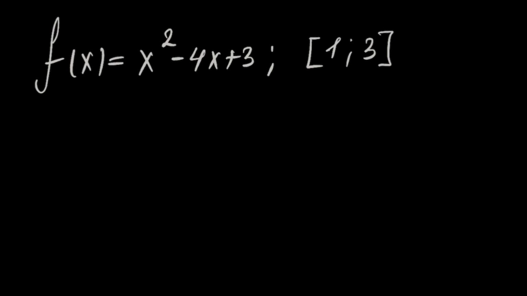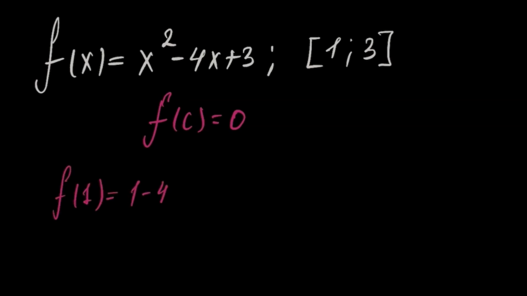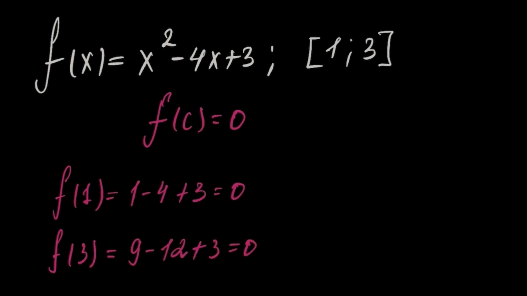Consider the function f of x equals x squared minus 4x plus 3 defined on the interval 1 to 3. We want to show that there exists a value c in the interval 1 to 3, such that f of c equals 0. Solution. First, let us evaluate f of 1 and f of 3. f of 1 equals 1 squared minus 4 times 1 plus 3 equals 1 minus 4 plus 3 equals 0. f of 3 equals 3 squared minus 4 times 3 plus 3 equals 9 minus 12 plus 3 equals 0.